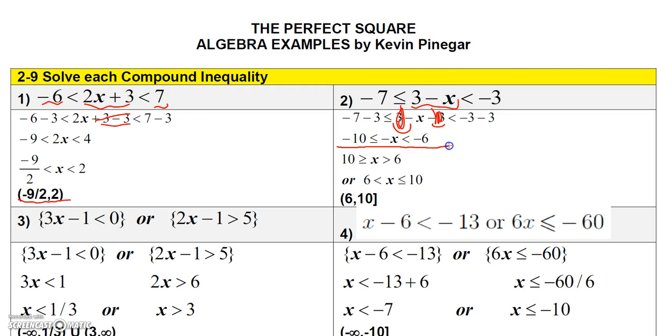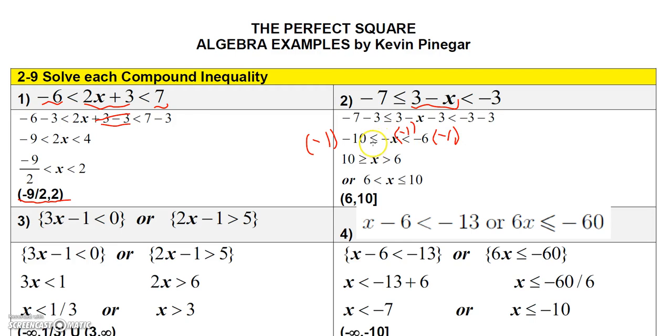minus x in the middle. Now in order for me to change that from minus x to x, I need to multiply that by negative 1. So remember, I have to multiply this by negative 1. And if I multiply that by negative 1, then of course I have to multiply the negative 6 by negative 1, and I have to multiply the negative 10 by negative 1. Okay, but remember what happens when you multiply an inequality by a negative number. The signs must reverse direction.